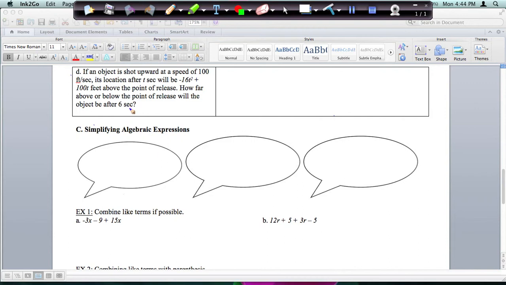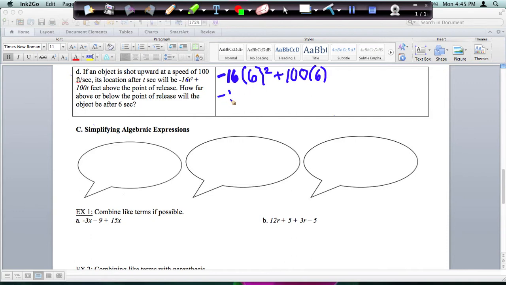The seconds stands for time, and so when you come over here to this expression, t is standing for time. So I'm going to plug in 6 for t. So I'm going to have negative 16, and then we're going to do 6, and that's t squared. So 6 squared plus 100 times 6. And then you could plug this into your calculator all at once and get the answer, and that'd be totally fine. I'm just going to write a few steps.